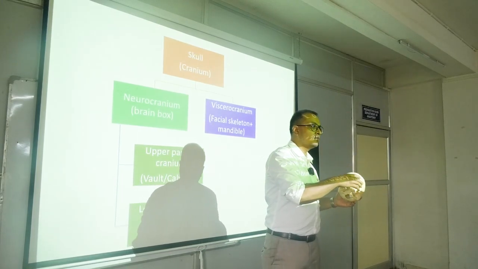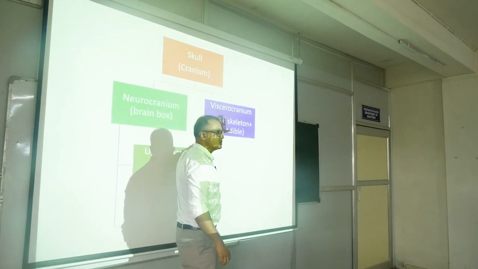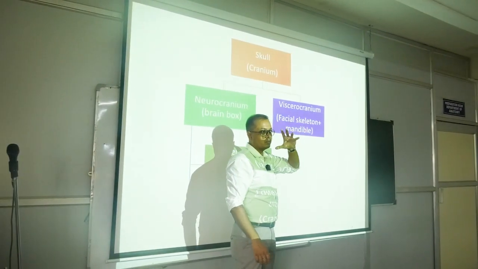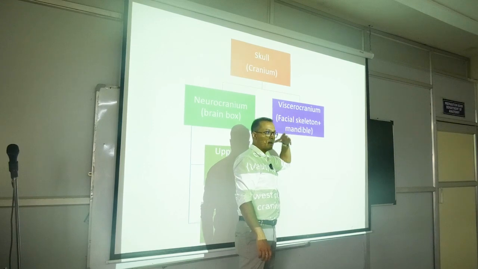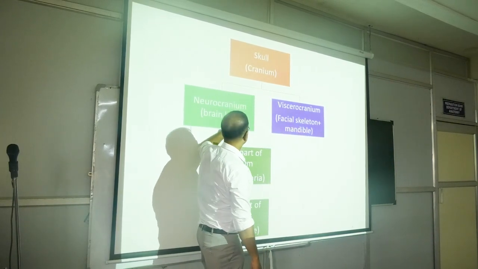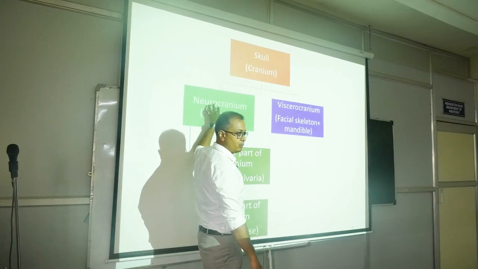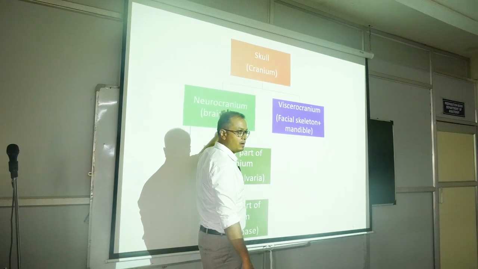So that part we call the visceral part and the neural part. We call them viscerocranium, the visceral part, which is highlighting the bones of the facial skeleton, which includes the mandible and all the cheekbones which you are seeing here. And the part which is holding the brain lying within it, we call the neurocranium. Now this neurocranium can be divided into two parts.